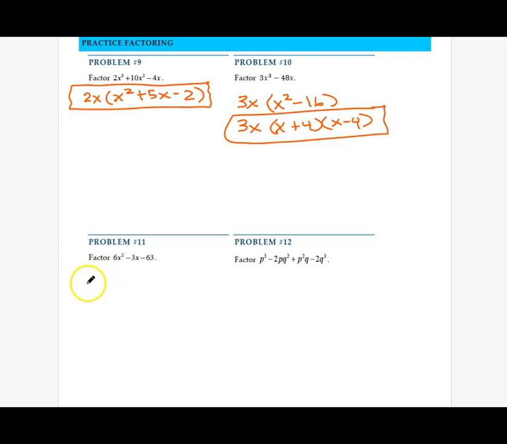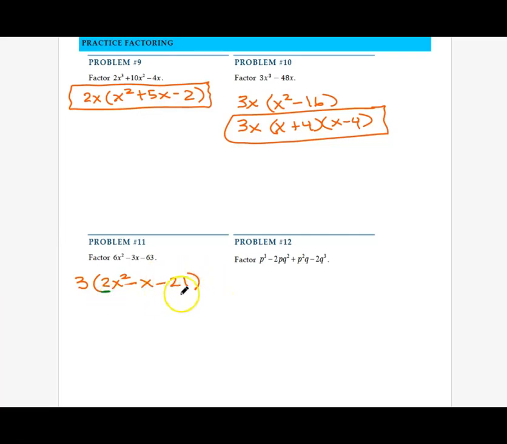So can you see a greatest common factor there? 3? Yeah, so let's factor 3 out. So that's going to leave me with 2x squared minus x minus, and when I divide that by 3, I get 21. All right. And then now I have to look and see, this is a trinomial. I need to see if it can factor further. But my leading coefficient here is not a 1.